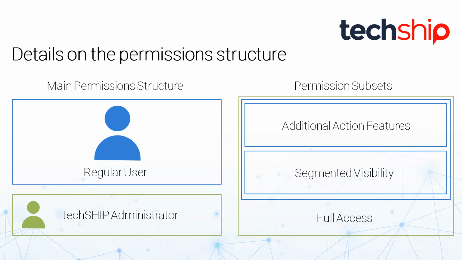Okay, so that's what the TechShip administrator can do. It can change, update, delete, remove permissions and visibility to regular users, even to itself. So for the permission subsets, we could say that we can classify the subsets in these three categories.